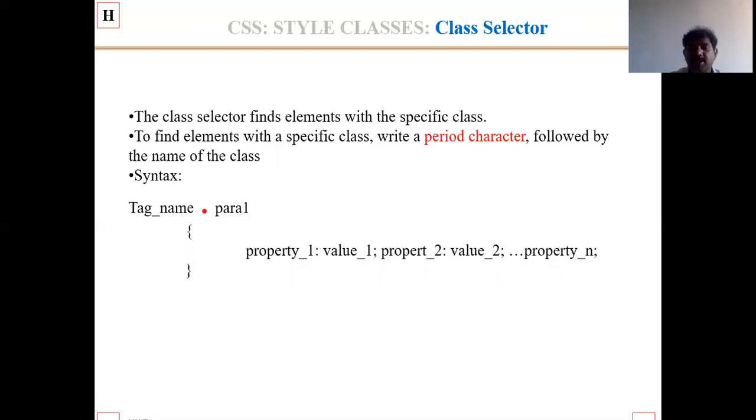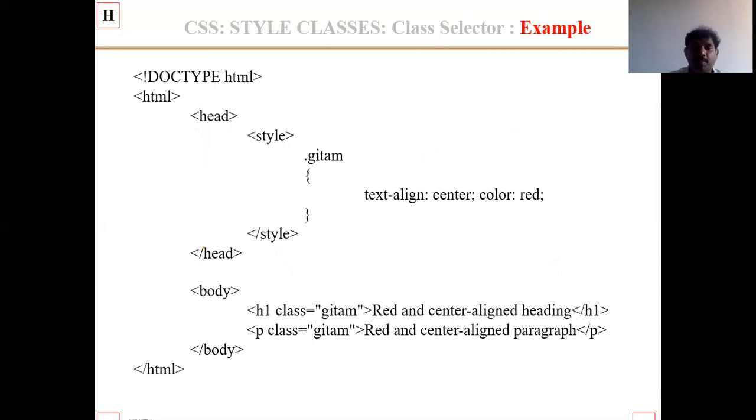Same as the ID selector syntax, but there we use a hash, and here in the class selector we use a dot. Example: document type HTML, opening tag HTML, opening tag head, opening tag style. Okay, now dot Gokaraju, where dot means class selector.